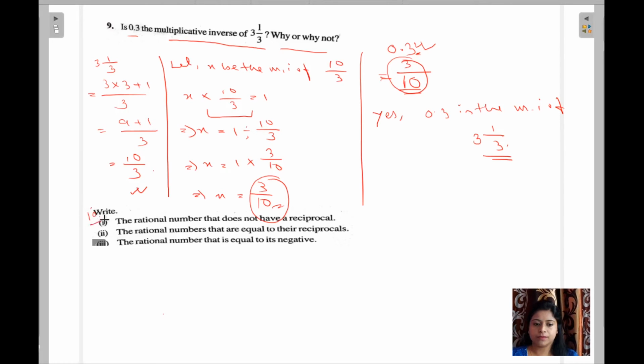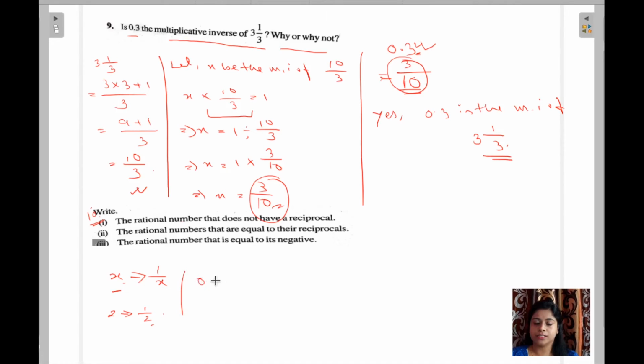This is number 10. Number 1, the rational number that doesn't have a reciprocal. So reciprocal means if x is a number, then 1 by x will be the reciprocal of x. So if we take 2, the reciprocal is 1 by 2, so it has a reciprocal. Now we have to find a number that doesn't have a reciprocal.